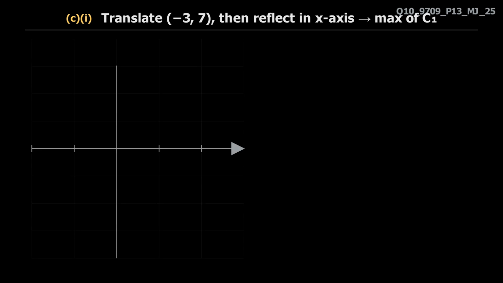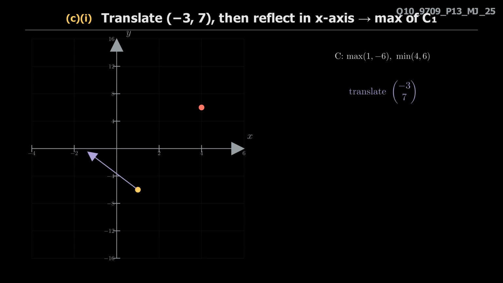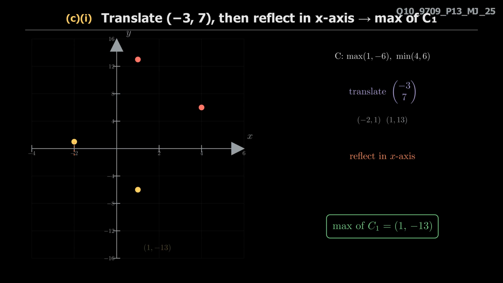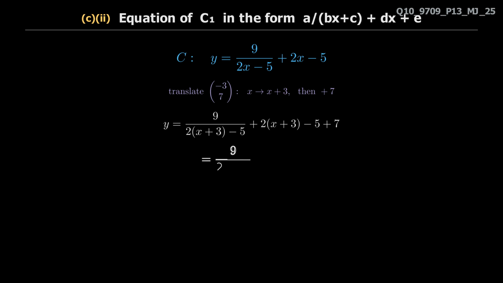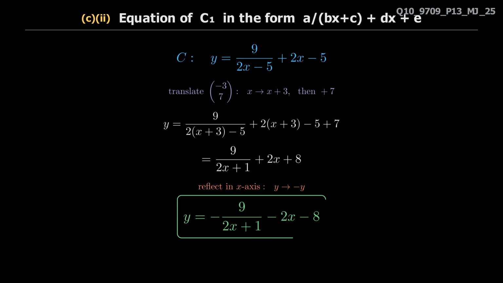Part C1. Translate by (minus 3, 7), then reflect in the x-axis. Translation moves the extrema, reflection swaps maximum and minimum. The maximum of C1 is (1, minus 13). Part C2. Replace x by x plus 3, add 7, then negate y for the reflection. C1 is y equals minus 9 over (2x plus 1), minus 2x minus 8.